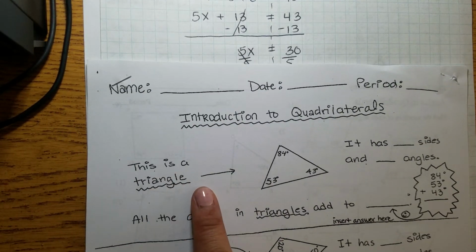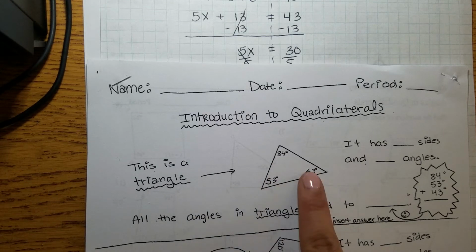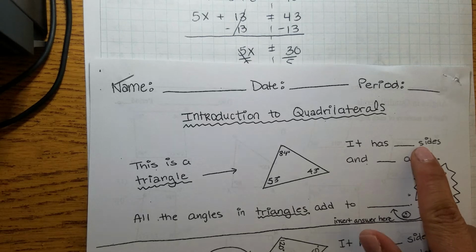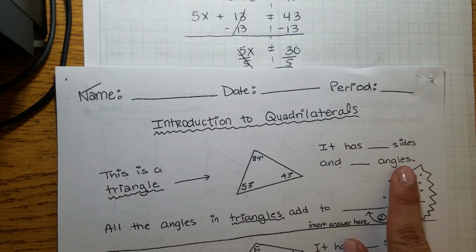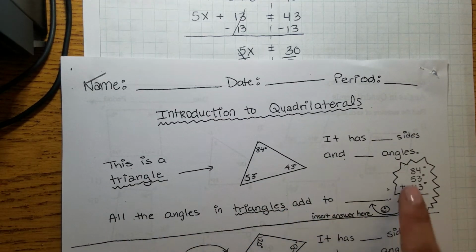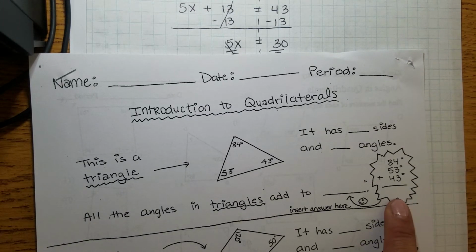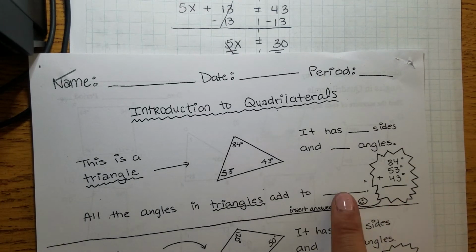Basically, like this, Introduction to Quadrilaterals. This is a triangle, right? And it gives you the angles. You fill this in. It has how many sides? It has how many angles? Fill it in. Then, you're supposed to add all these numbers together and get an answer, right? That answer you put here. And you do the same throughout the worksheet.